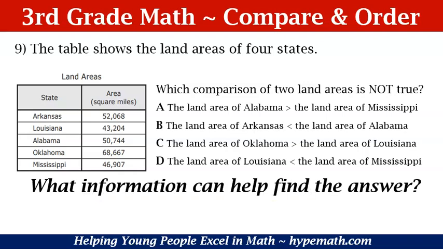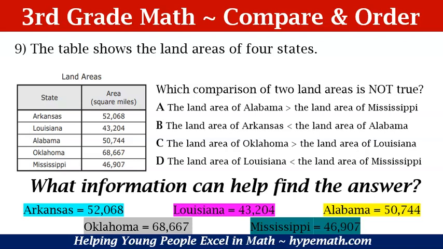What information can help find the answer? Well, the information we need to help us find the answer is the values for each state. So Arkansas again is 52,068. Louisiana is 43,204. Alabama is 50,744. Oklahoma is 68,667. And Mississippi is equal to 46,907.